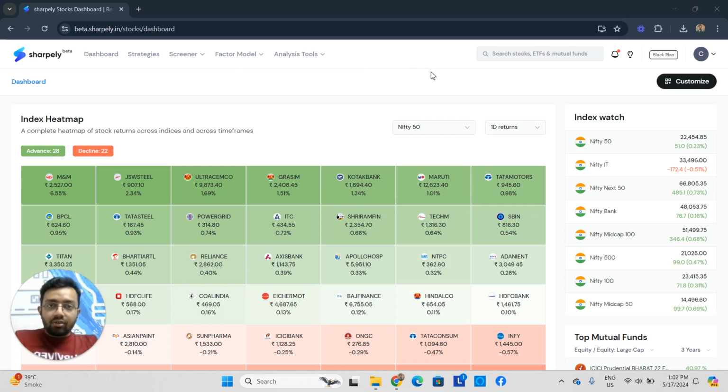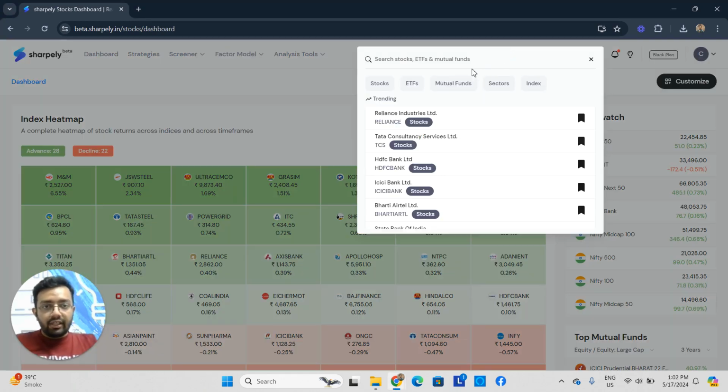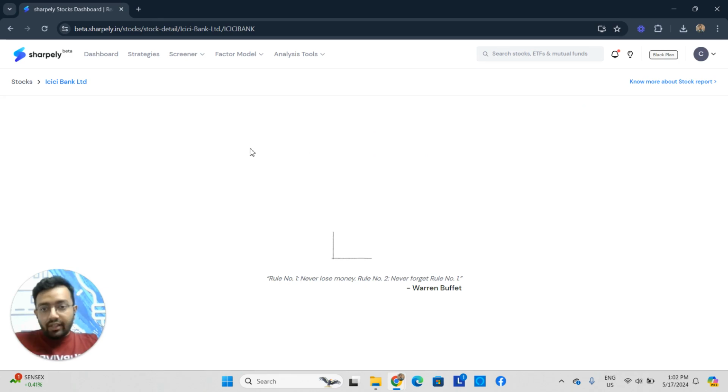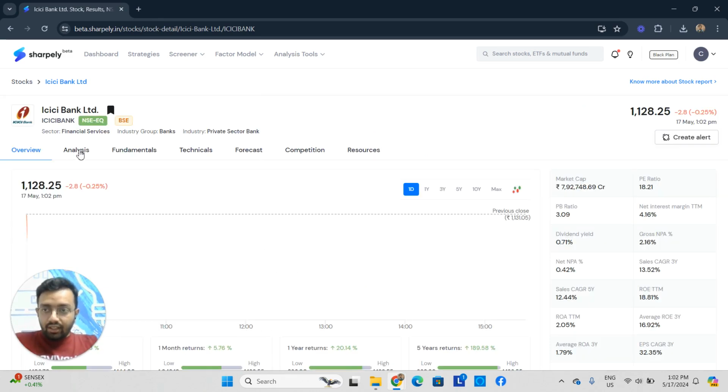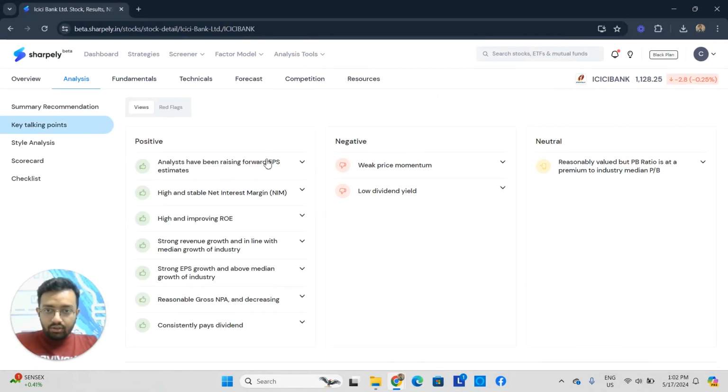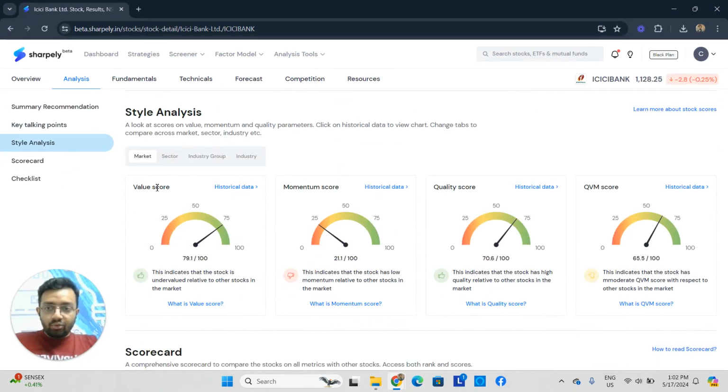To look at these stock scores, you simply need to search any stock and then go to the analysis section. So here I'll type, let's say, ICICI Bank, and as you can see, in the analysis section, once you scroll down to the style analysis, you will find these stock scores. Now, in Sharply, these are the single factor scores: value score, momentum score, and quality score. We also have multi-factor scores as well.